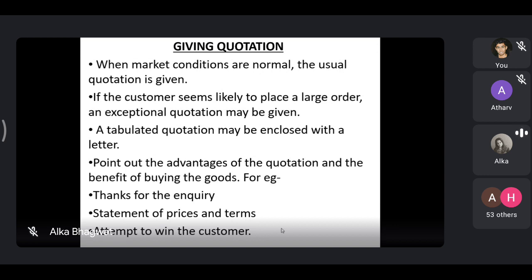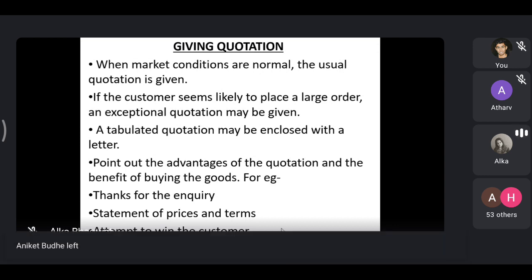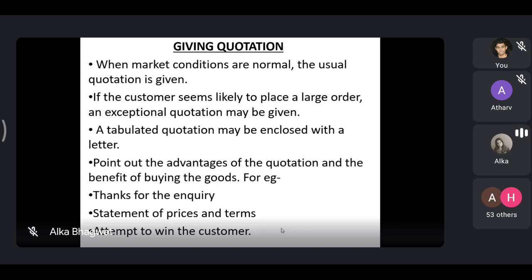So there are a lot of these, like some of you said, spa, gym, swimming. We have to give quotations as employees, or as staff, and that is when we will again send a letter of quotation. If the customer seems likely to place a large order, then an exceptional quotation should be given. Mostly quotations are always given in a tabulated form. I will send you pictures of some samples of the formats, so you'll know.